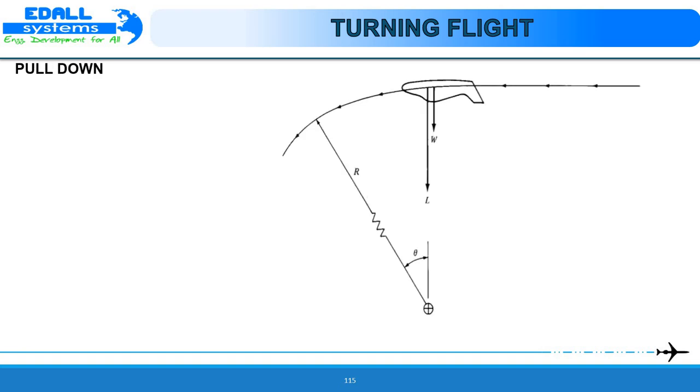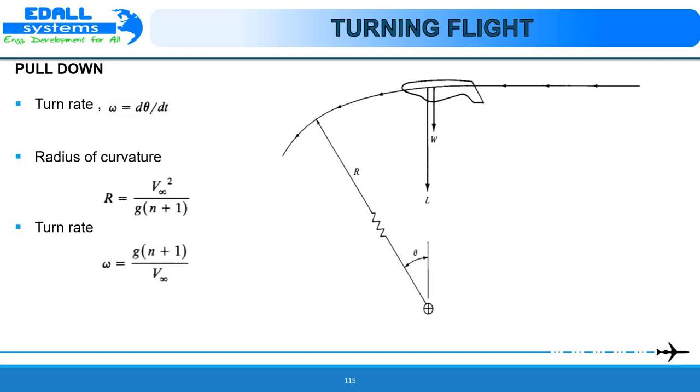Here, the aeroplane is initially flying in level flight, and suddenly rolls to an inverted position such that both L and W are pointing downward. The aeroplane will begin to turn downward in a circular flight path with a turn radius r and turn rate d theta by dt. By an analysis similar to those preceding, the following results are obtained. That is, radius of curvature is equal to v infinity square by g into n plus 1 and the turn rate is equal to g into n plus 1 by v infinity.